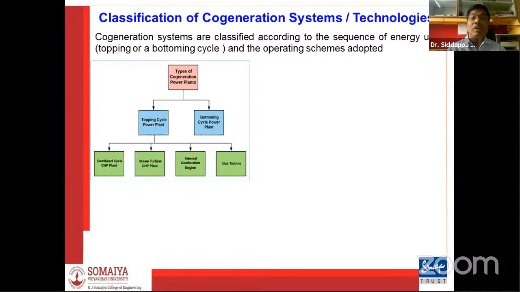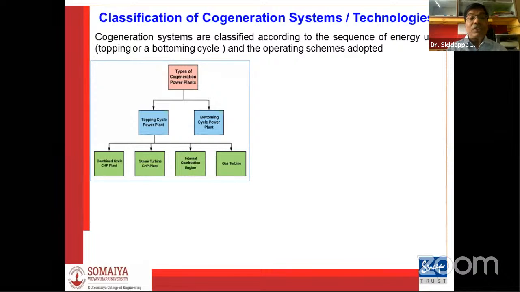And again, these topping and bottoming cycle systems are classified depending upon the principle of basic operation, whether it is gas power operated or vapor power operated systems, or whether it is rotary type or reciprocating type. Then depending upon that, they are briefly classified into steam turbine combined heat and power systems, reciprocating internal combustion engine systems, and gas turbine systems, and a combination of one or all of them is called combined cycle heating and power systems.